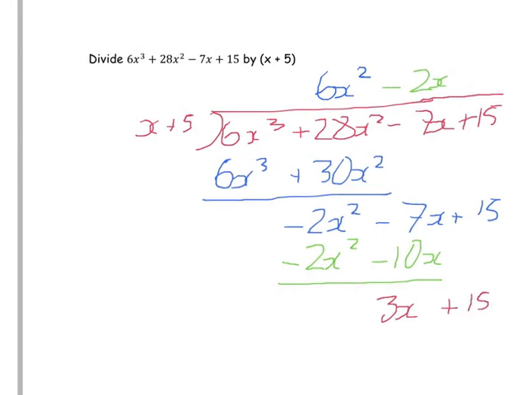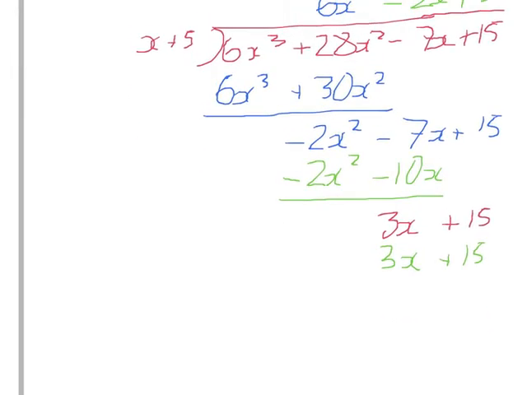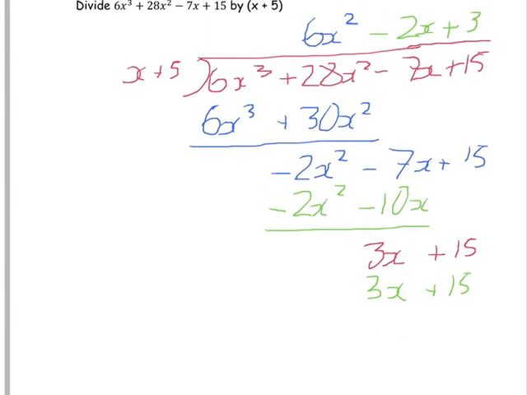Finally, we look at the 3x and think what do we times x by to get to 3x, which is 3. So the final part up here would be 3, and then we do 3 times x, which is 3x, and 3 times 5, which is 15. If you subtract those two away from each other, you get the answer 0. So this means that x plus 5 is a factor of our original cubic expression.